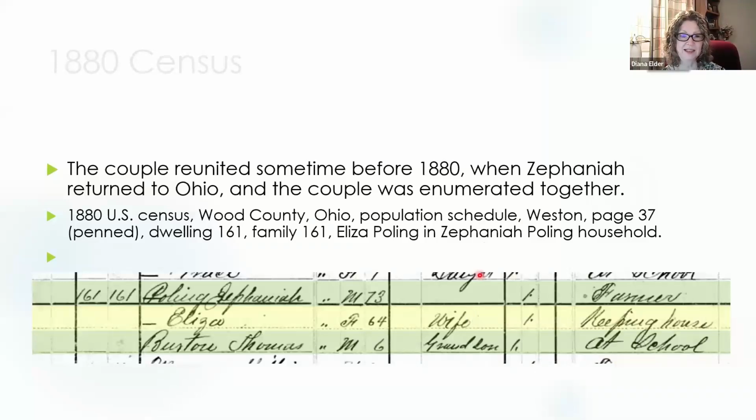Now, in the 1880 census, we see that Zephaniah has come back to Ohio and the couple are enumerated there together. At this point, we don't have any children, but we have a grandson who is living in the household. They are both getting older. Zephaniah is 73, Eliza is 64.